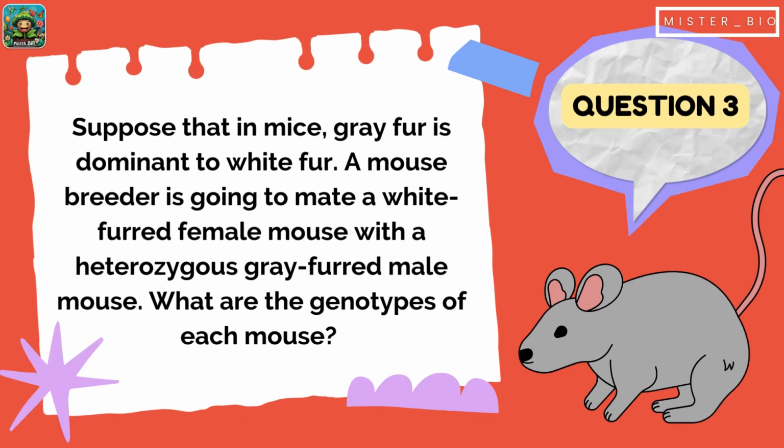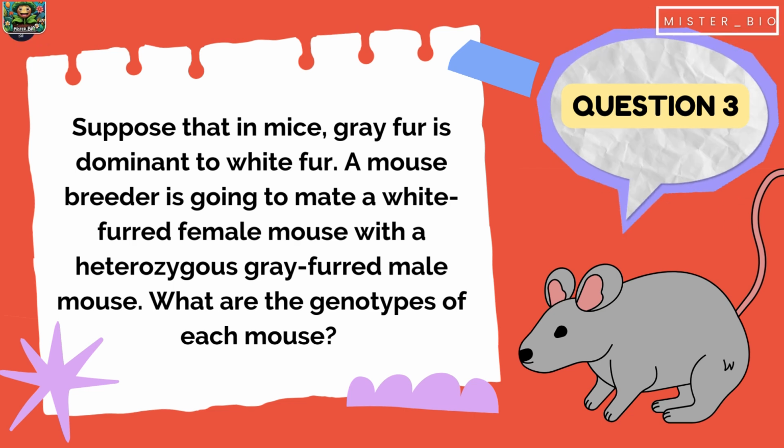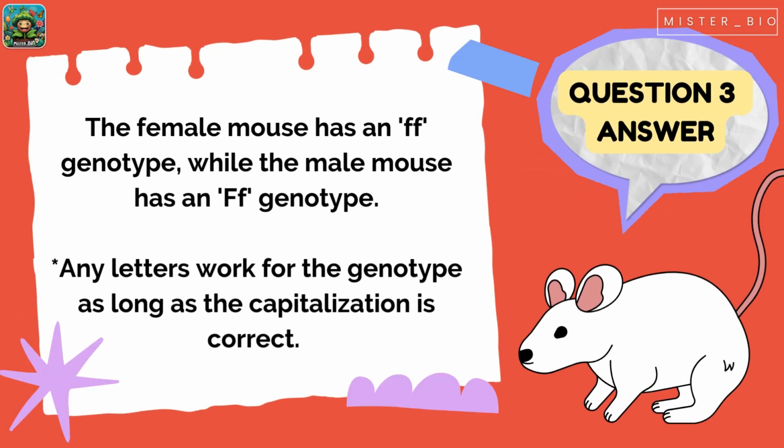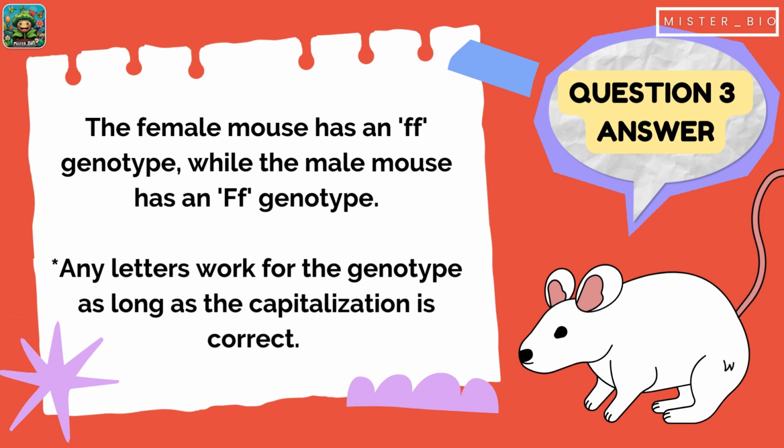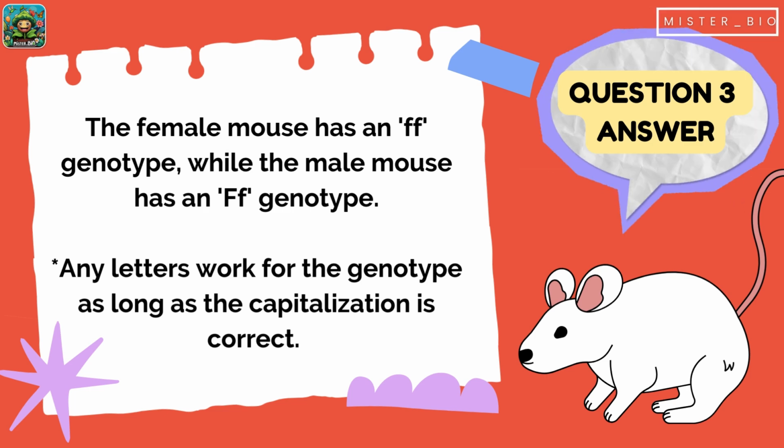Suppose that in mice, gray fur is dominant to white fur. A mouse breeder is going to mate a white-furred female mouse with a heterozygous gray-furred male mouse. What are the genotypes of each mouse? The female mouse has a lowercase f lowercase f or homozygous recessive genotype, while the male mouse has a heterozygous genotype, one uppercase F and one lowercase f. But note, any letters work for the genotype as long as the capitalization is correct.